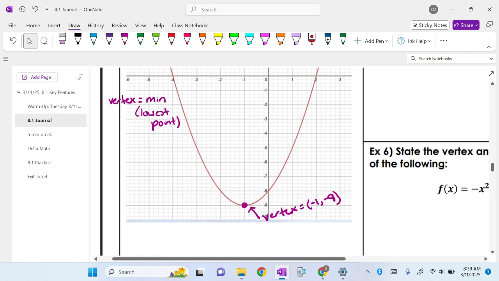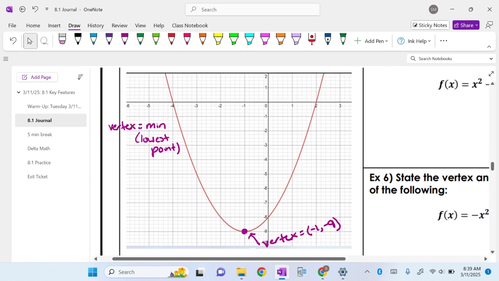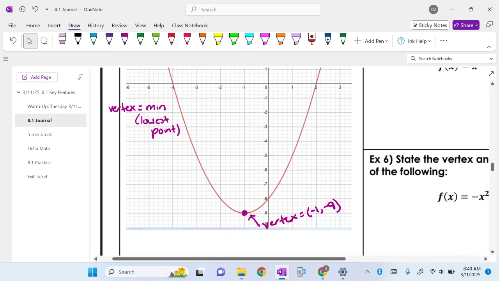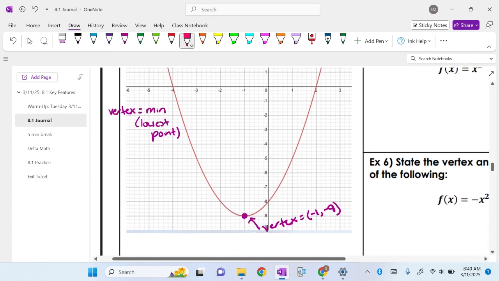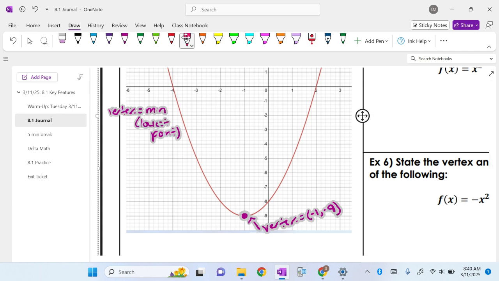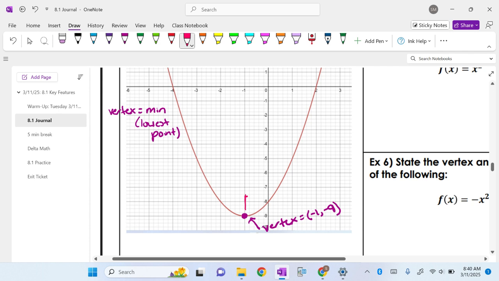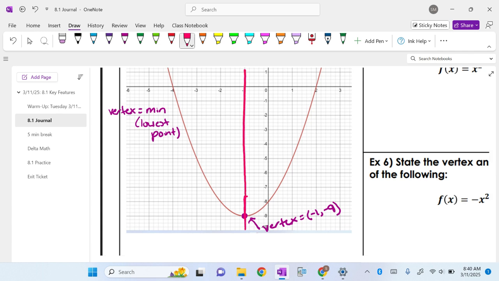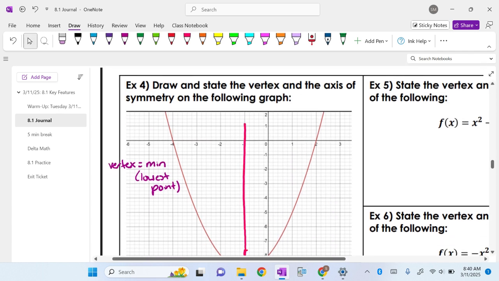Now, the axis of symmetry is a vertical line that cuts through a vertex. So if we drew the axis of symmetry, if we're going through the vertex and it's just a vertical line, that means it has to go through here. So if I extend that line to fit my graph, this is what it will look like.